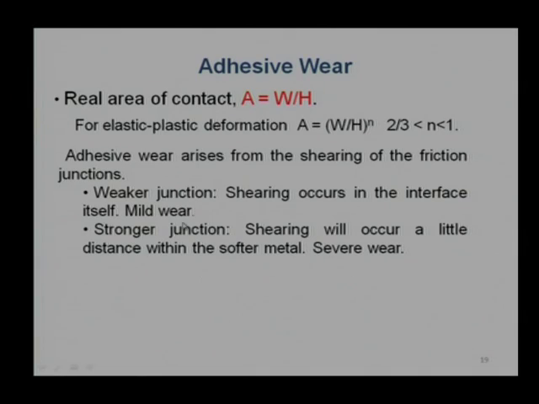So, whenever we talk about modeling wear rate, we need to account for the area of contact as well as the shear strength. See, there is a possibility of a weaker junction, there is a possibility of a stronger junction. The shearing occurs at the interface itself. If the shearing occurs at the interface, it is a mild wear, and if shearing occurs at a little distance within one of the metals, and one of the metals is a softer metal in this case, then it will be severe wear. More and more material will be plucked out from the surface. So, we need to account for area, we need to account for strength.